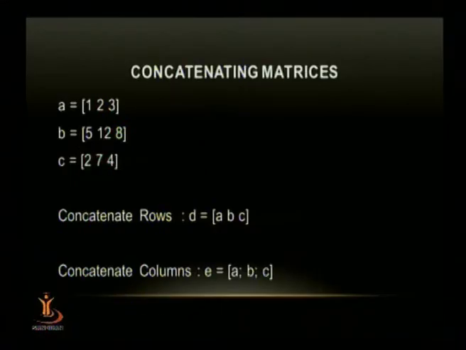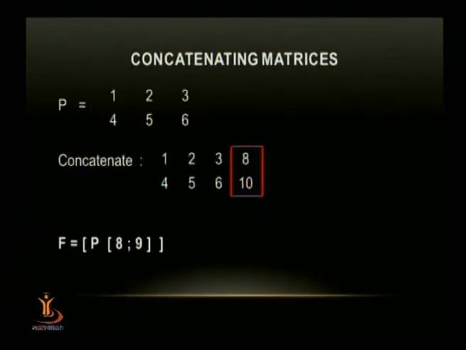Some nice concepts I have tried to put over here. See this now. In the previous case we had a simple one dimensional vector, but now if we have a matrix P, 1, 2 and 3, 4, 5 and 6, two different rows. Now I want to add one more column to it. What to do? Think over it.